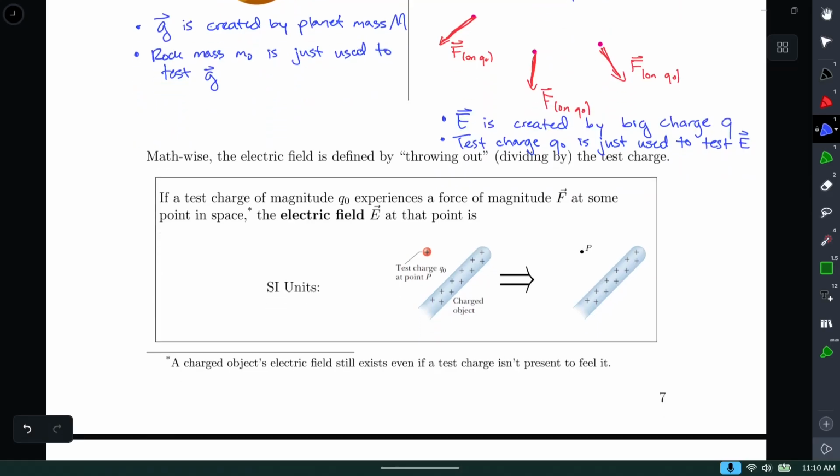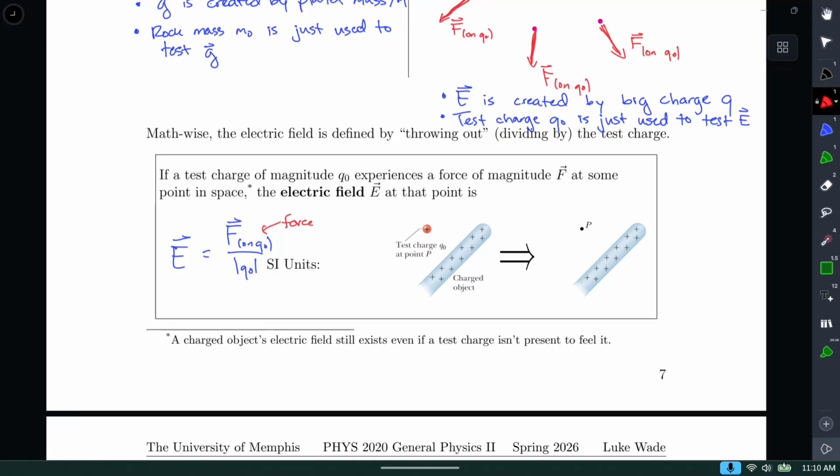And that is our electric field. So you measure the force on a little test charge, you divide by the size of the test charge, and that will tell you something about the thing you're holding the test charge up to. Force on a test charge, size of that test charge, will tell you about the field of the big charge, which we called Q.